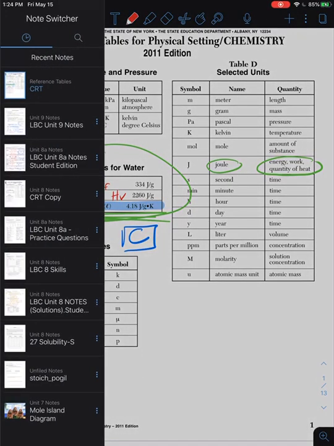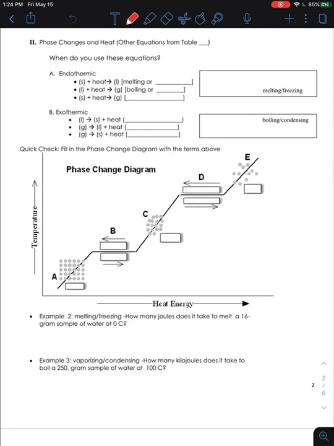All right, so let's go back to our notes. Other equations again from table T, but also keep in mind you need to look at the table wherever we were. All right, so when do you use these equations? Again, it's good to notice, well, what is vaporization and what is fusion? So let me tell you what the words mean. So we can write fusion.